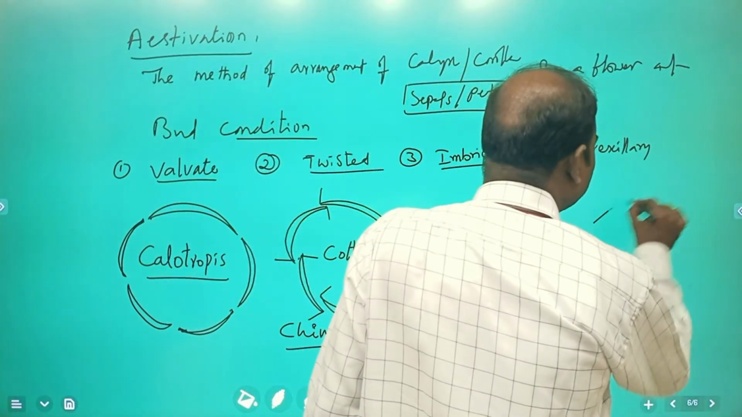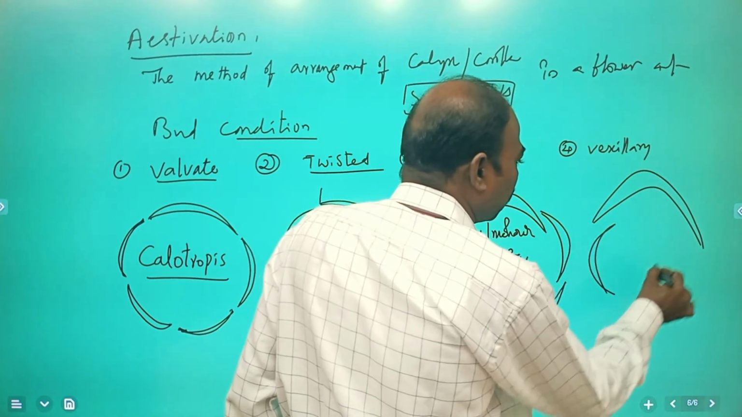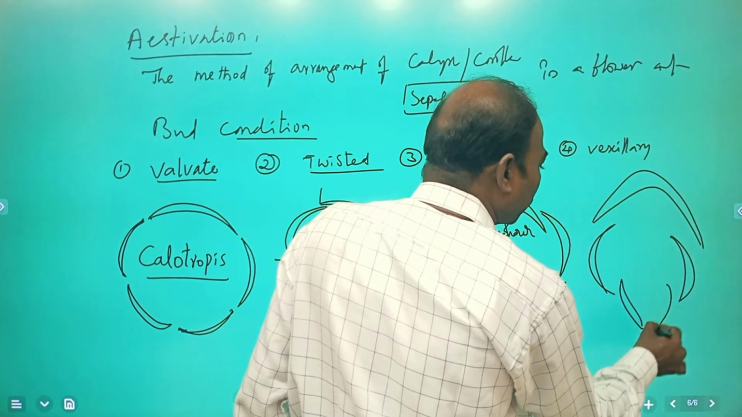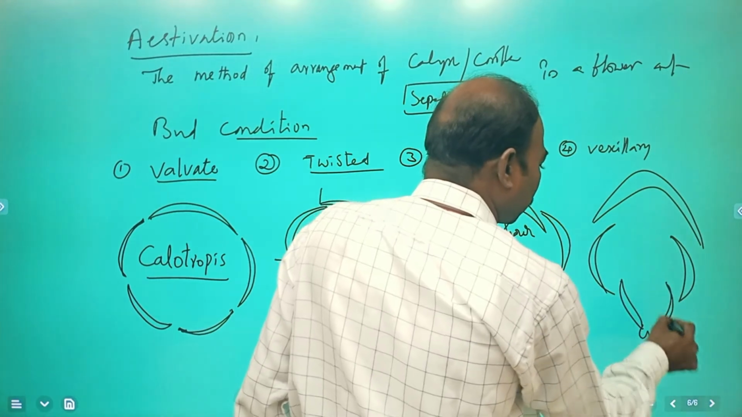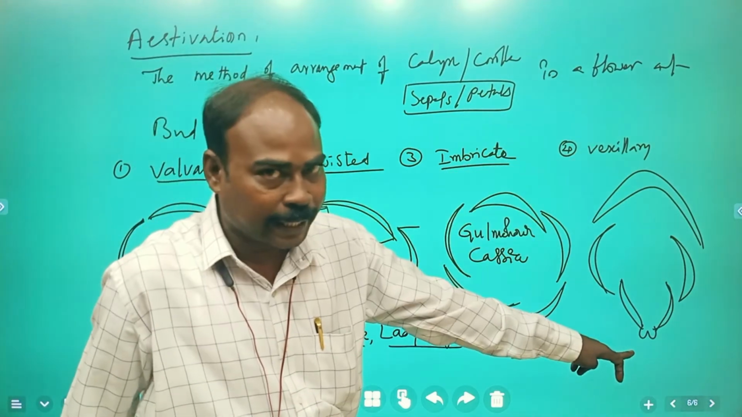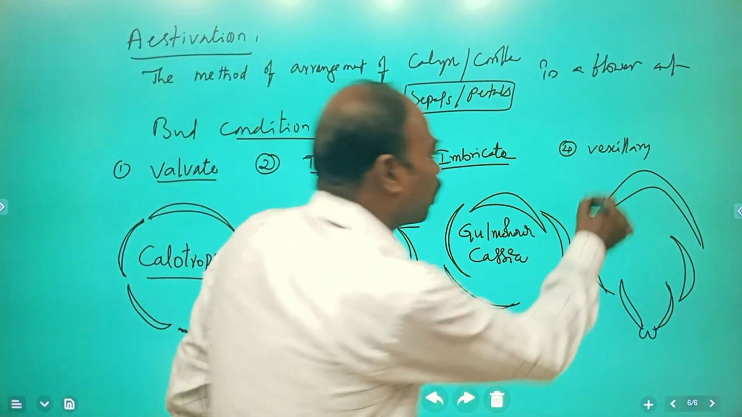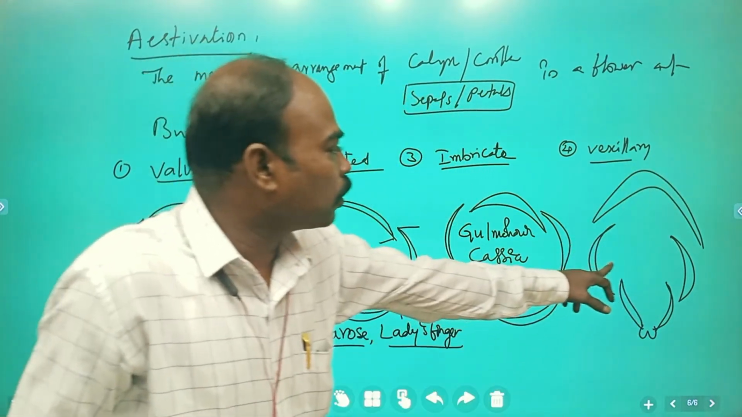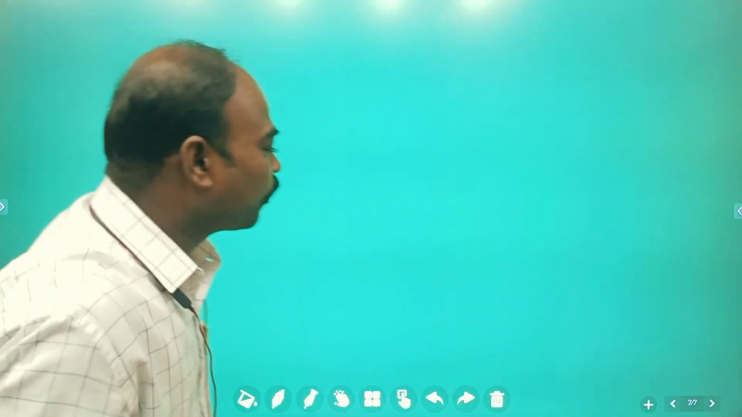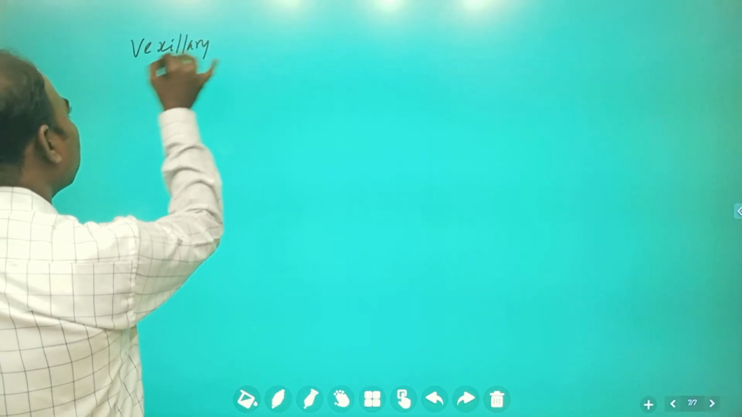When you see vexillary, here a large standard petal is there, and two petals are overlapped by the standard petal, and then these two overlap the next ones, that is keel petals. The overlapping is seen from the upper side to the lower side, that is descendingly imbricate or vexillary. Now about this vexillary we are going to explain in detail. One of the important types, that is vexillary type of aestivation.